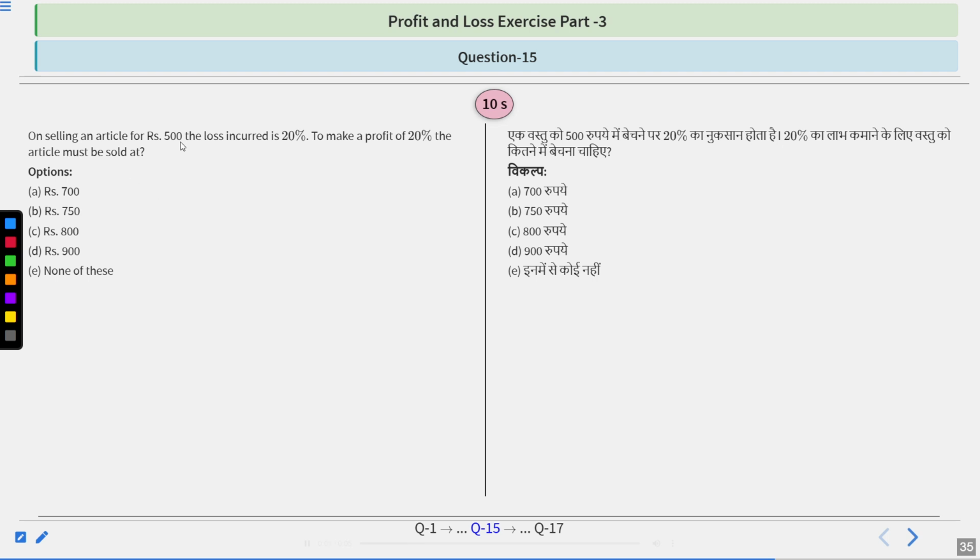On selling an article for rupees 500, the loss incurred is 20%. To make a profit of 20%, the article must be sold at. You have 5 options and 10 seconds to analyze the question. Your time starts now.